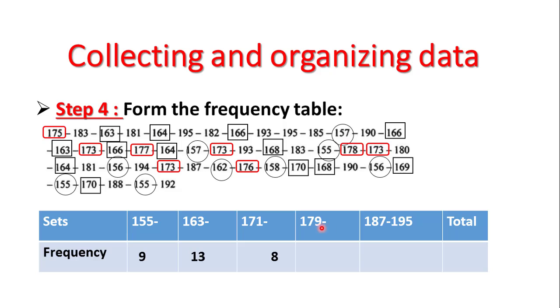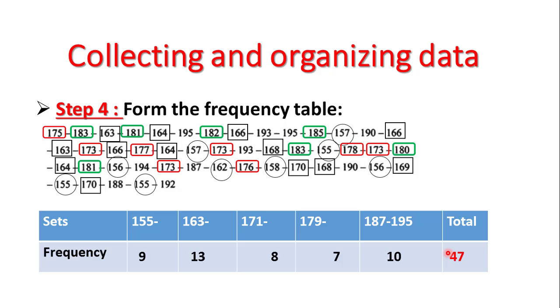Then from 179 to 187, but don't take 187. Also we have 7 numbers, and finally from 187 to 195, the rest, we have 1, 2, 3, 4, 5, 6, 7, 8, 9, and 10. So we have 10 numbers. This is the frequency table. The total should be the number of students, which is 47. If you calculate the summation of the numbers, it will be 47. 9 plus 13 plus 8 plus 7 plus 10 is 47.